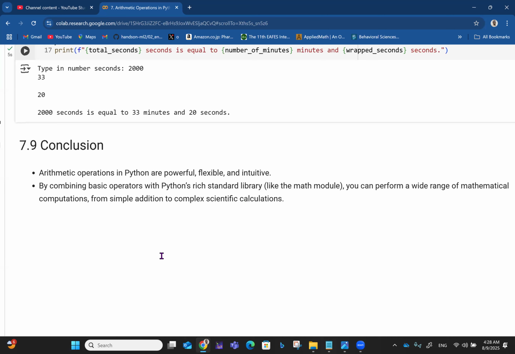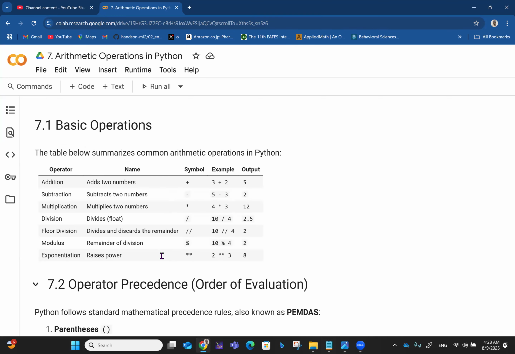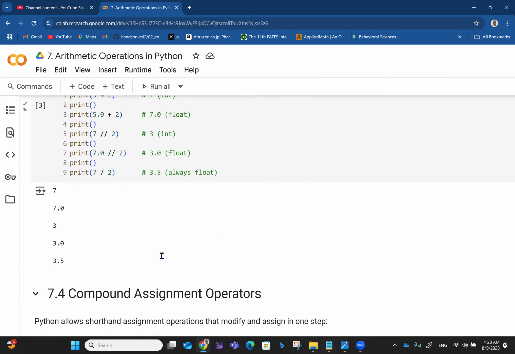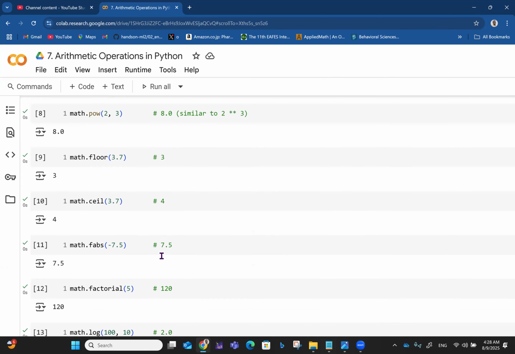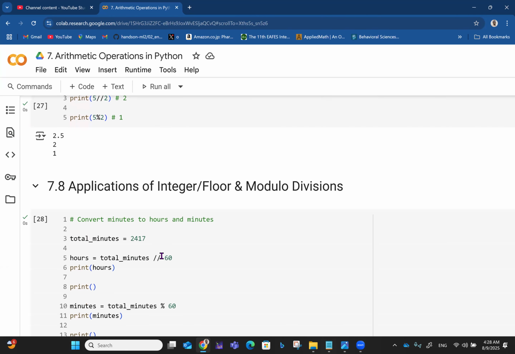All right, so that's it about arithmetic operations in Python. So you can see that it's really useful. If you get to do some of these things, you want to check this out and try your hands on them and enjoy. So that's the end of this video.